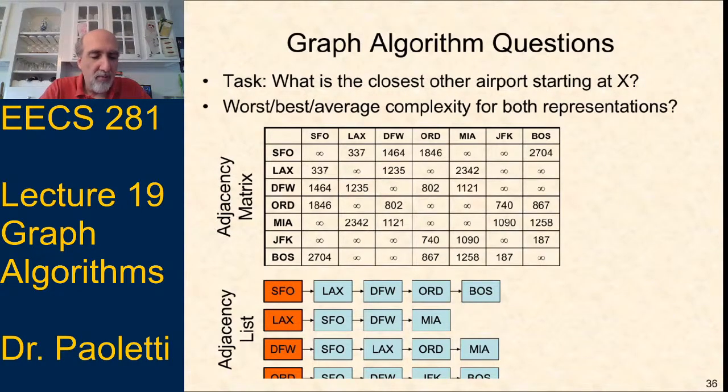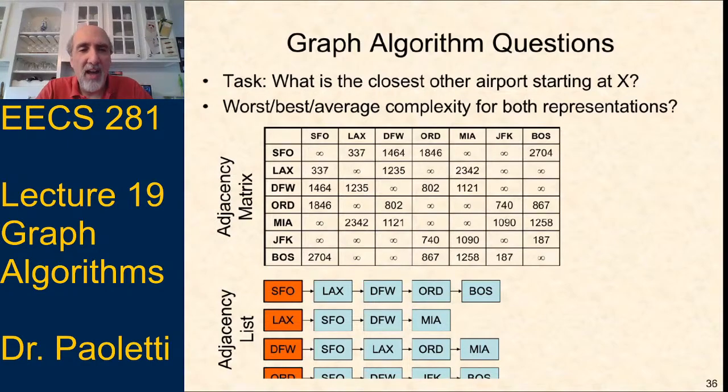What about, I want to know what's the closest other airport to X. So if these represent miles, like I want to leave town, but I don't want to go that far. I just need to get away for a weekend. Or maybe these are, instead of miles, dollars. Maybe I just want to leave home and take a flight to somewhere else. What's the cheapest flight if these were dollars? So I want to minimize the number.